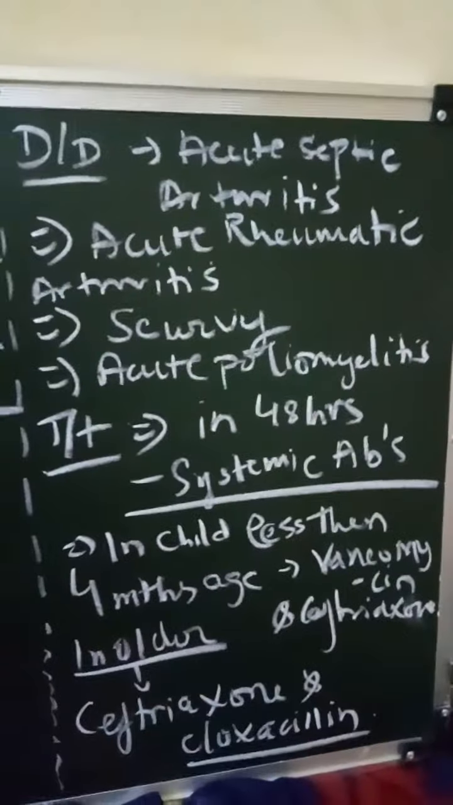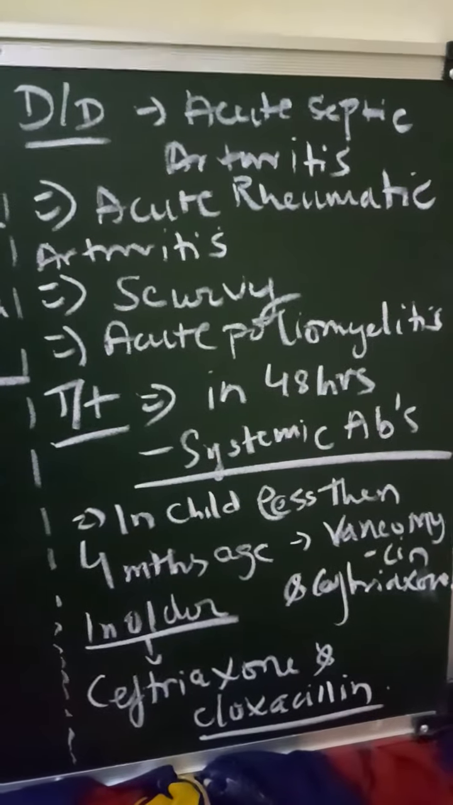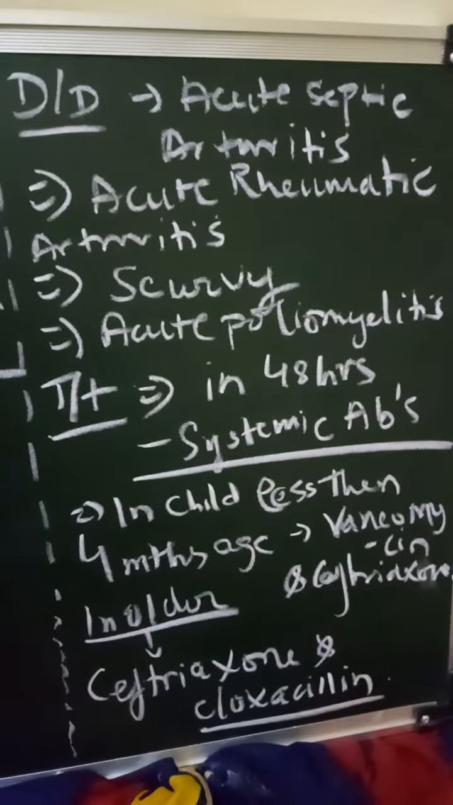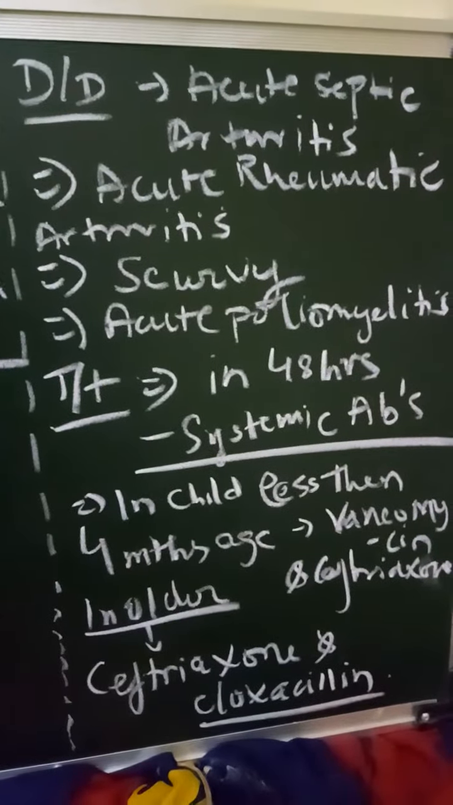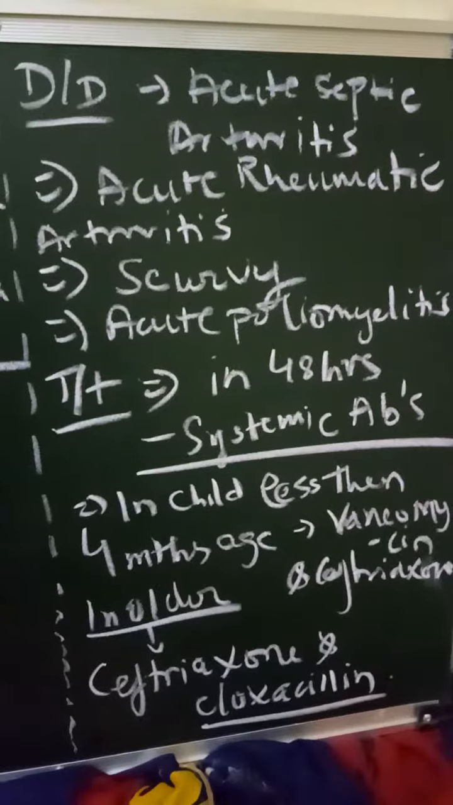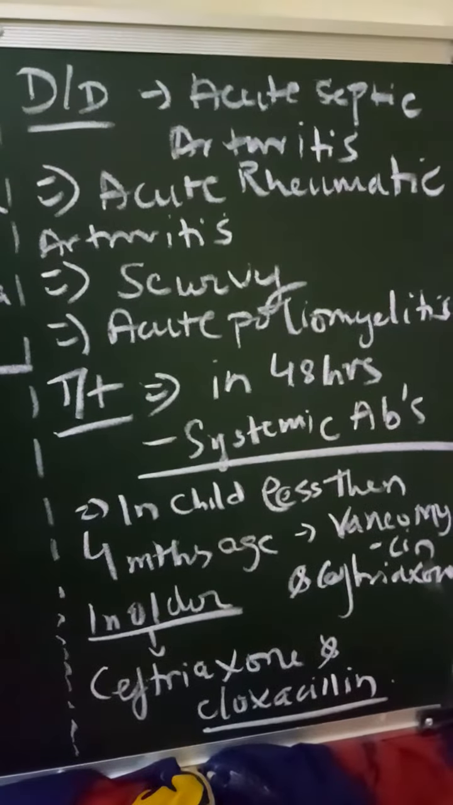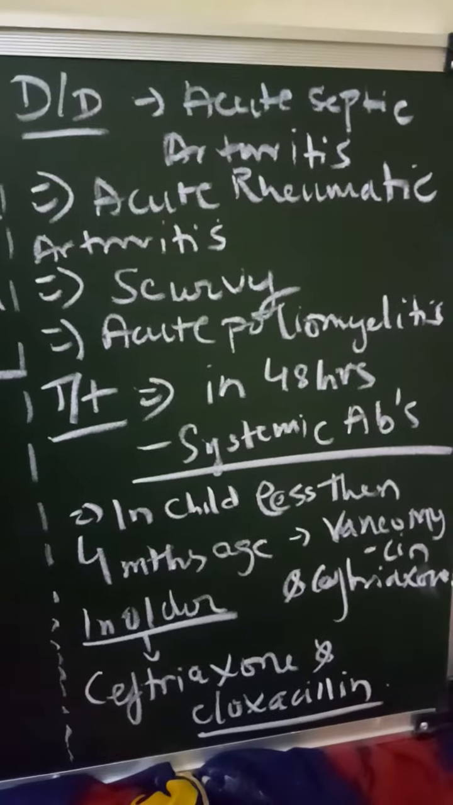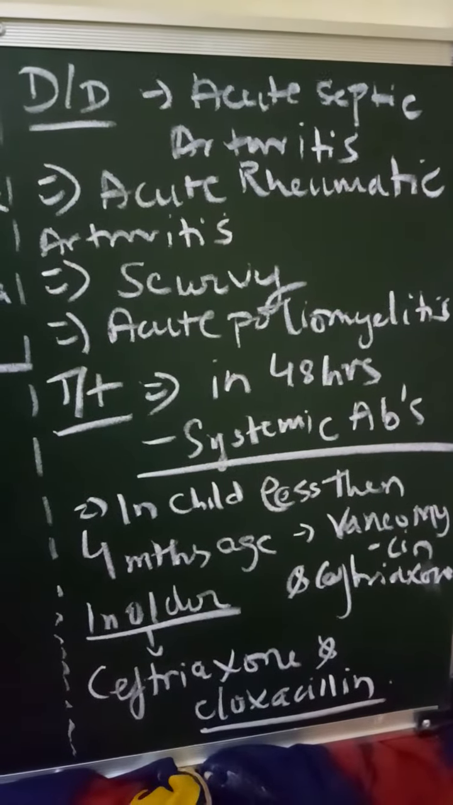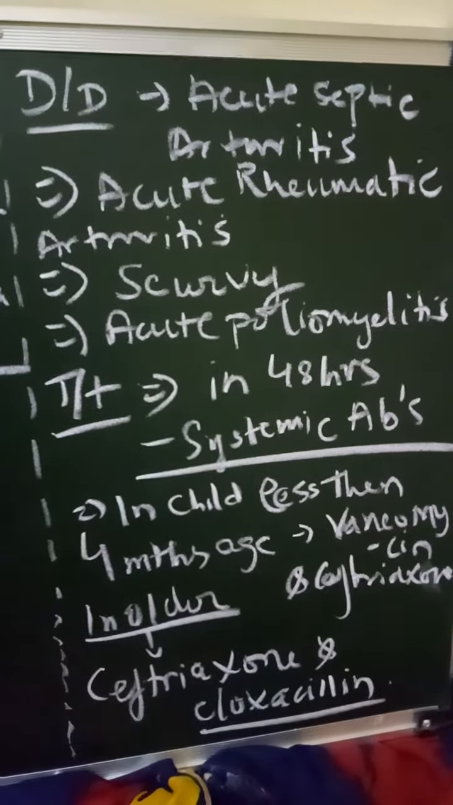Now, what are the differential diagnoses for acute osteomyelitis? First is acute septic arthritis. This can be differentiated from acute osteomyelitis by the following features: tenderness and swelling localized to the joint rather than the metaphysis, and movement at the joint is painful and restricted.